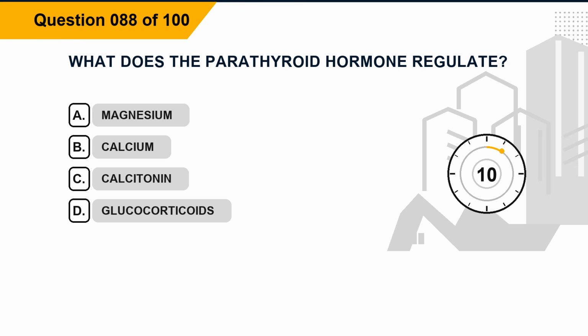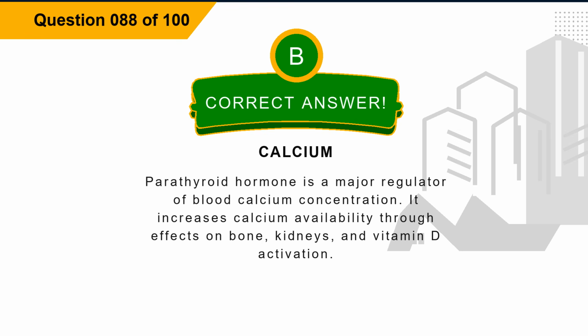Question 88. What does the parathyroid hormone regulate? Option A, magnesium. Option B, calcium. Option C, calcitonin. Option D, glucocorticoids. The correct answer is option B, calcium. Explanation.